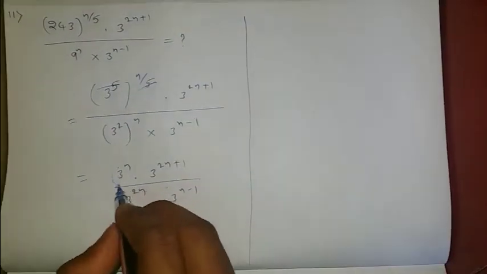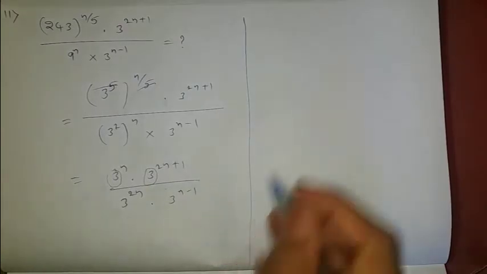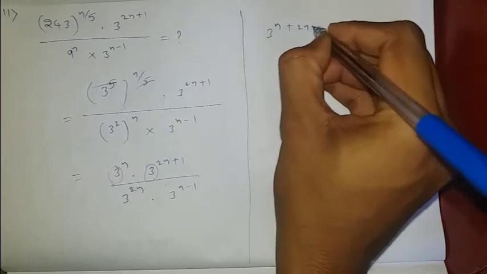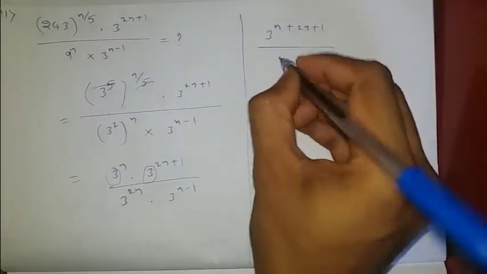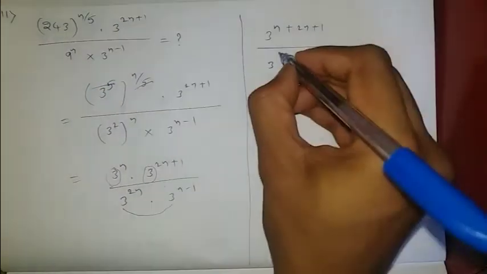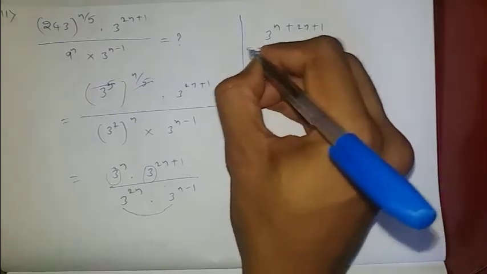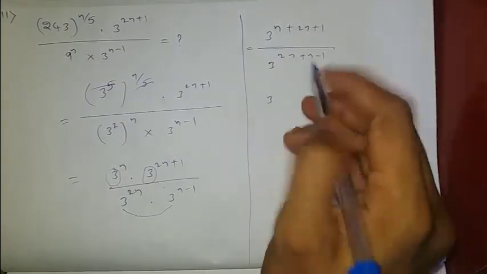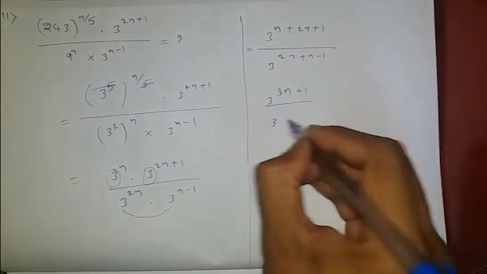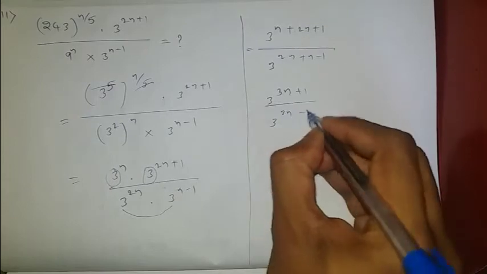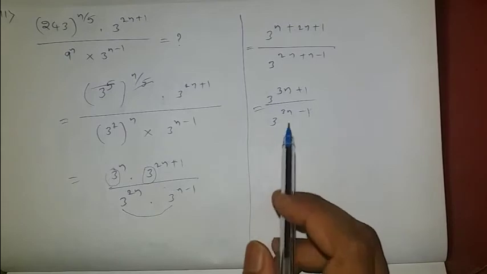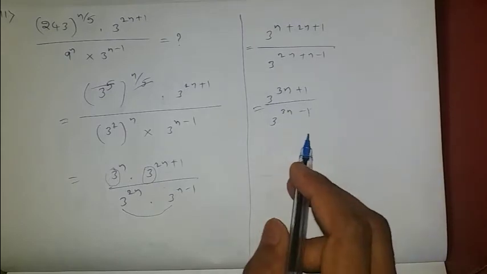Next, here these two bases are equal, so powers should be added. So we will get 3 power n plus 2n plus 1, whole divided by 3 power, here also both the bases are same, so powers should be added, 2n plus n minus 1. So we will get 3 power n plus 2n, 3n plus 1, divided by 3 power 2n plus n, 3n minus 1. Now this is in the form of a power m divided by a power n.